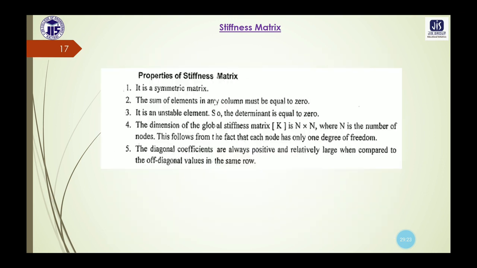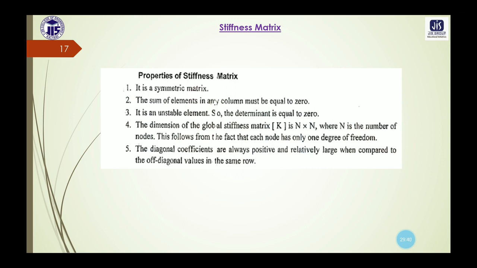So these are the different mathematical representations of the shape function and the stiffness matrix. We have discussed the derivation for those two different terms, and this formula we need to remember to solve different numericals.